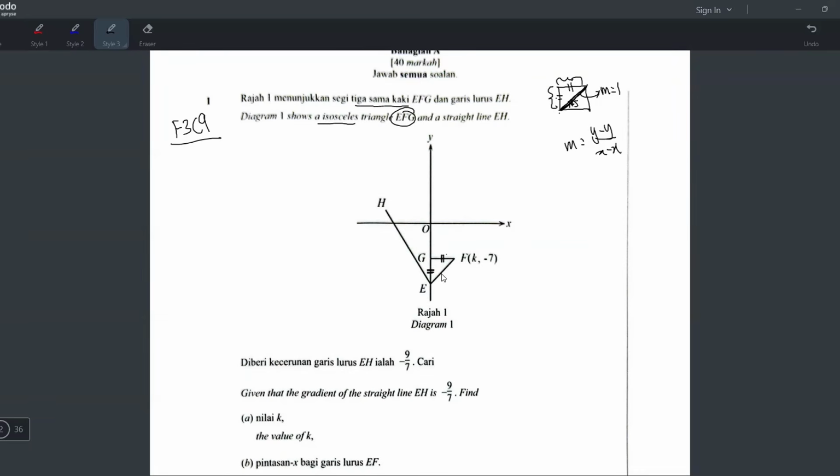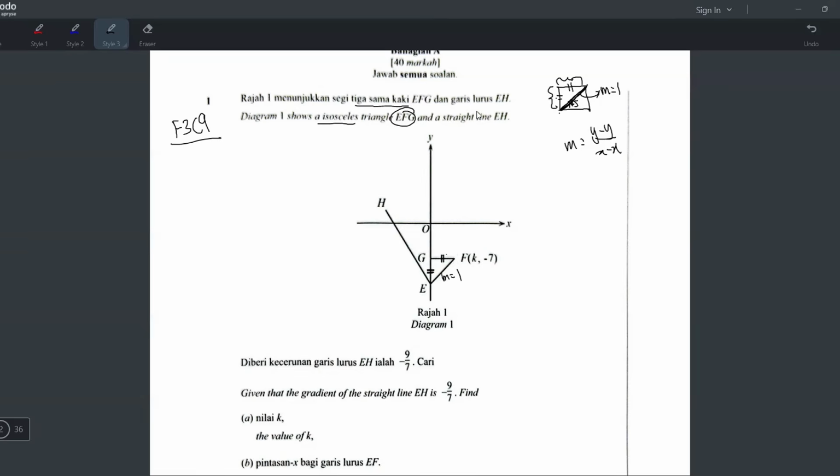So what happens with this line is we know that the gradient is 1. The reason is very simple: the vertical distance from here to here and the horizontal distance are equal, so the gradient will be 1. Even if you don't have these two coordinates, you can still know that the gradient is 1.